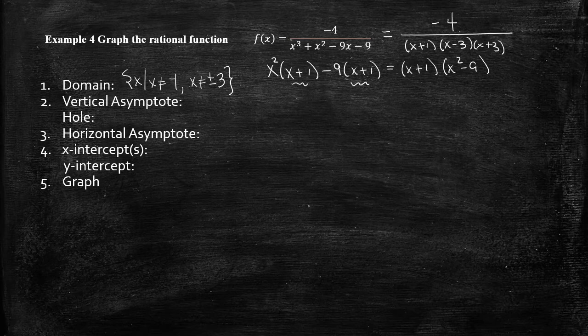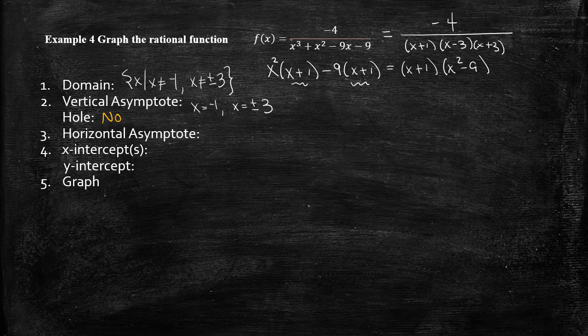Okay, all 3 of those are going to be vertical asymptotes because nothing cancels, right? We only have a -4 in the numerator, so nothing is going to cancel, which tells us that there will be no holes in the graph.